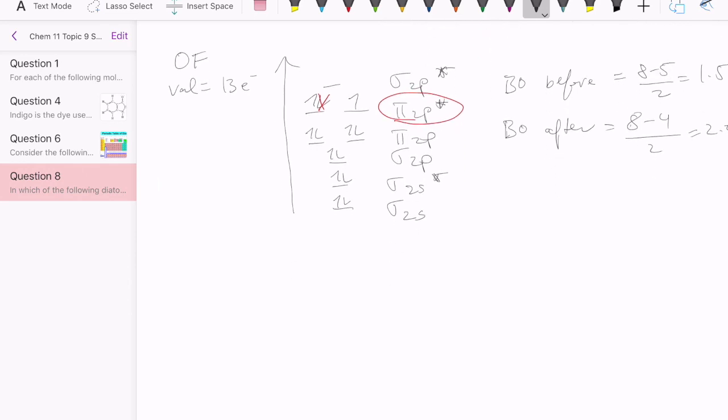So then the last part here, I just want to summarize the answer. The ones that are going to get weaker would be H2, C2 2 minus, and B2. These are the ones that would get weaker if you remove one electron.